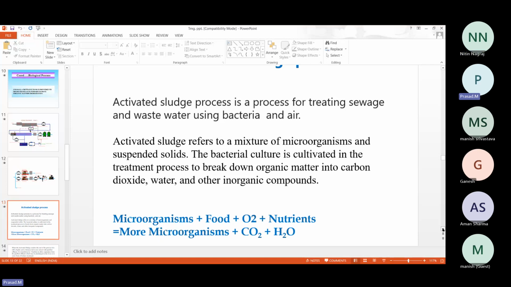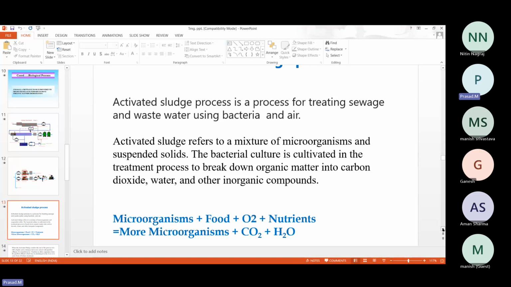So now, I already explained what the activated sludge process is, but again I am explaining to you. Activated sludge process is a process of treating sewage and wastewater using bacteria and air. This is a simple process. Activated sludge refers to a mixture of microorganisms and suspended solids. The bacterial culture is cultivated in the treatment process to break down the organic matter into carbon dioxide, water, and other inorganic compounds. So this is simple.